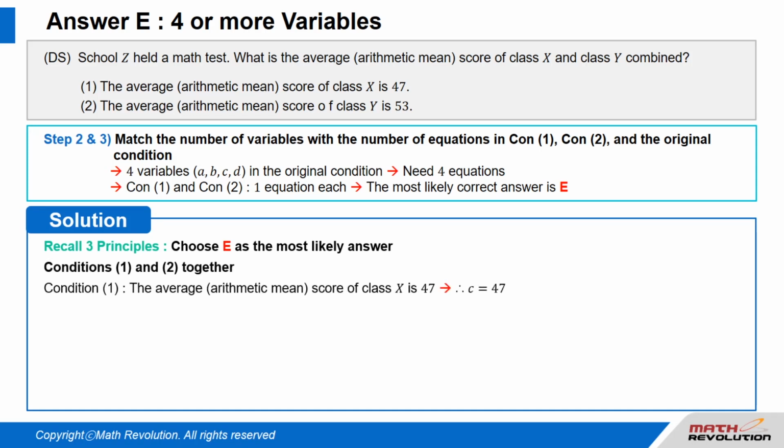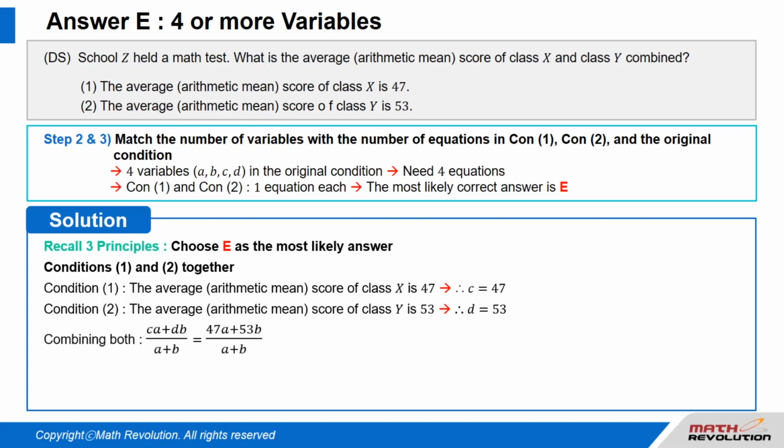Let's take a look at both conditions together. Condition 1 tells us that the average or arithmetic mean score of Class X is 47. That is, C equals 47. Condition 2 tells us that the average or arithmetic mean score of Class Y is 53. That is, D equals 53.